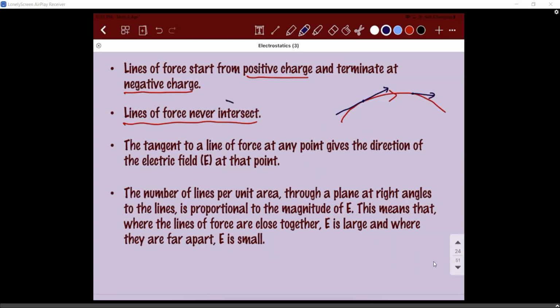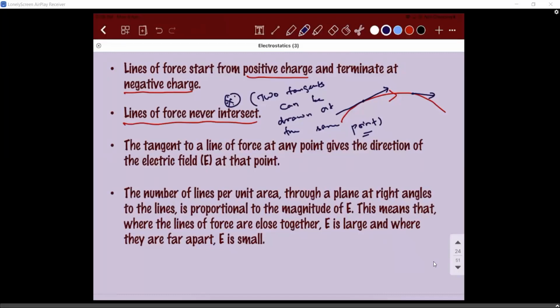This is a very, very important point. They'll ask you, why can't two lines intersect? The answer to that is very simple. Two tangents can be drawn at the same point. The next line says something related to tangent only. The tangent to a line of force at any point gives the direction of electric field at that point. So this is a known fact.